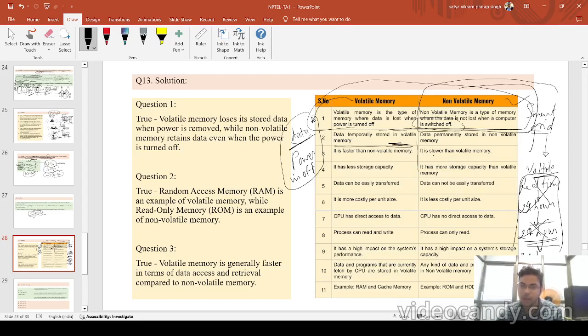Non-volatile memory is also slower compared to volatile memory, and I have given this comparison too. An example of volatile memory is RAM, and of non-volatile memory is ROM. So what are the correct answers? First is correct, second is correct, third is also correct. Why? Because volatile memory loses its stored data. Second, random access memory RAM is an example of volatile memory, and third, volatile memory is generally faster than non-volatile memory. Okay, it is fine, guys.